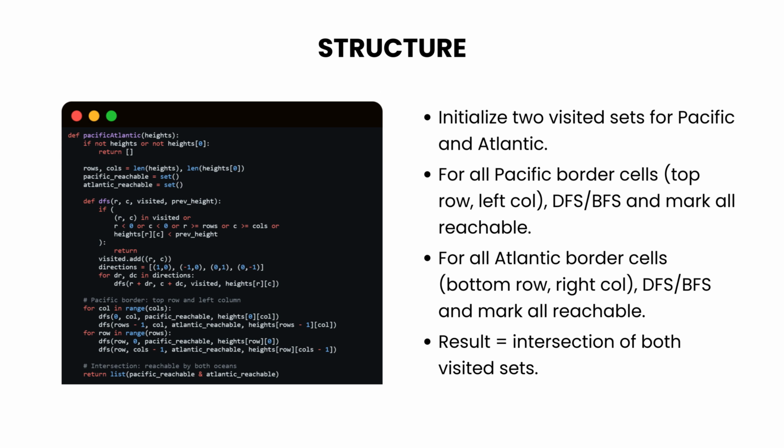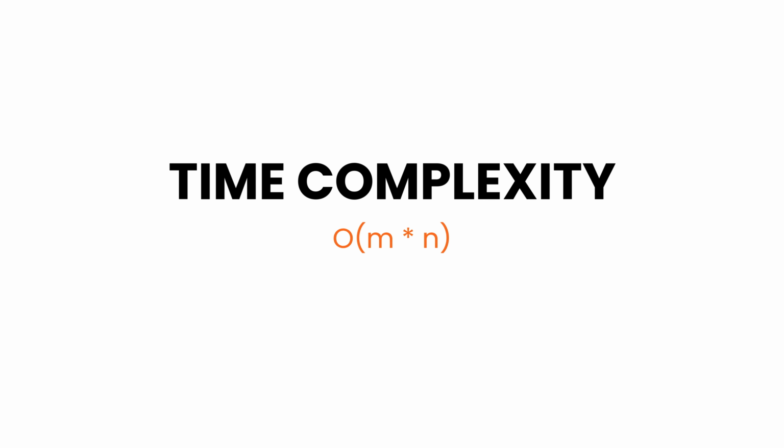Initialize two visited sets for Pacific and Atlantic. For all Pacific border cells, top row and left column, call DFS/BFS and mark all reachable. For all Atlantic border cells, bottom row and right column, call DFS/BFS and mark all reachable. The result equals the intersection of both visited sets. Let's try to implement it using solution 1.